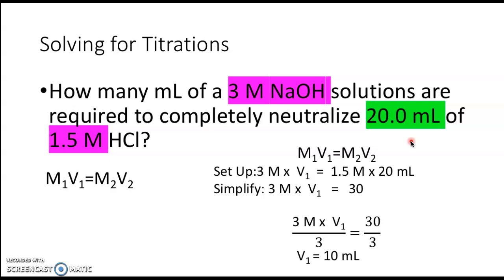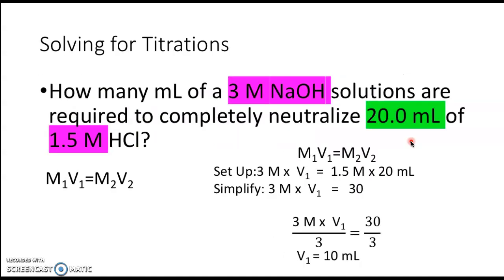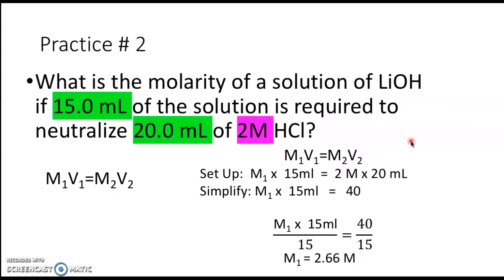All right. Let's try another one. What is the molarity of a solution of LiOH if 15 milliliters of the solution is required to neutralize 20 milliliters of 2 molar HCl?